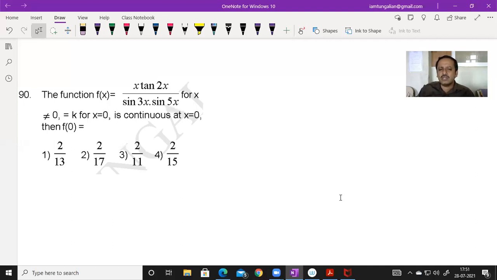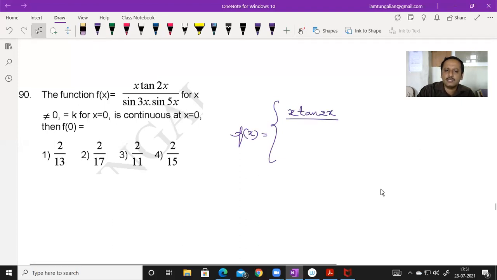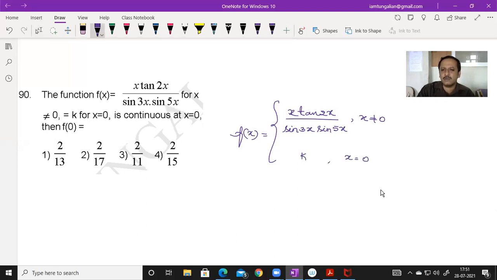See, they have already mentioned that this function is continuous at x equal to 0. So how this function is defined, let me write it in another way. f of x is equal to x tan 2x divided by sine 3x sine 5x for x not equal to 0 and k for x is equal to 0. This is how this function is defined. And they have mentioned that it is continuous at x equal to 0.